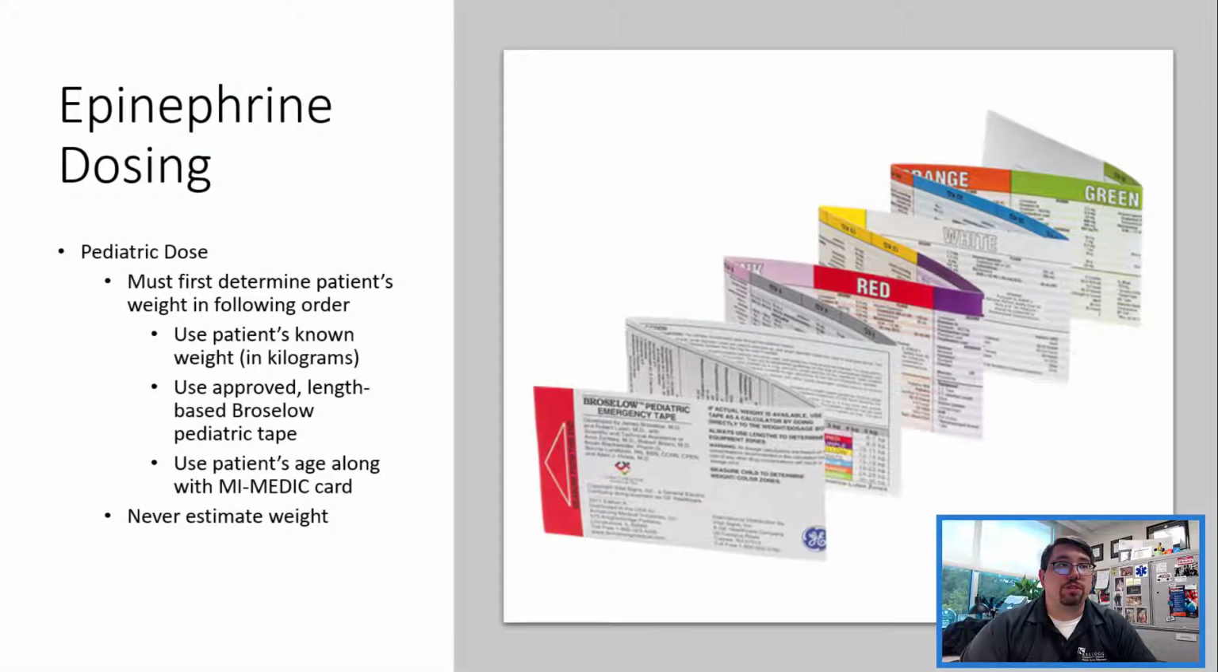For pediatric dosing, we must first determine the patient's weight in order to follow the proper order. This includes the patient's weight in kilograms, and we should be utilizing an appropriate length-based weight tape. In this case, you can see the use of the Broselow tape, or your mimetic tape as well would work. From there, we can use the patient's age along with our mimetic cards to determine the proper route and dose. Remember, never estimate a pediatric patient's weight. It's extremely important to measure with our weight-based tape measure.